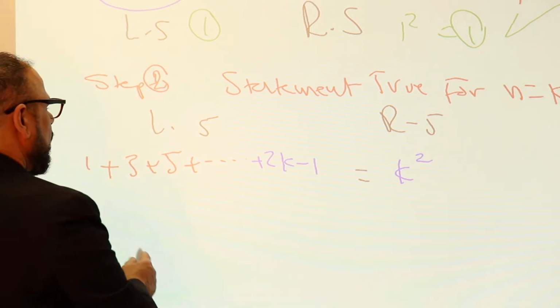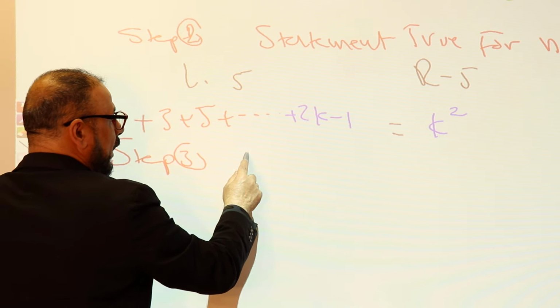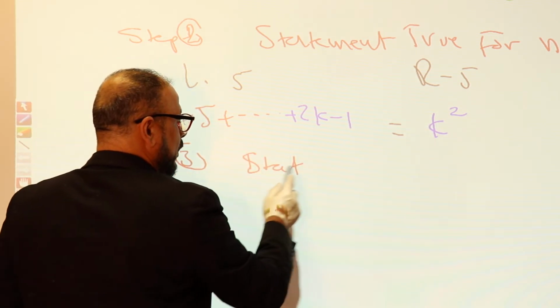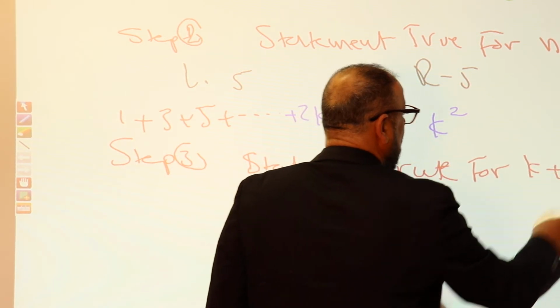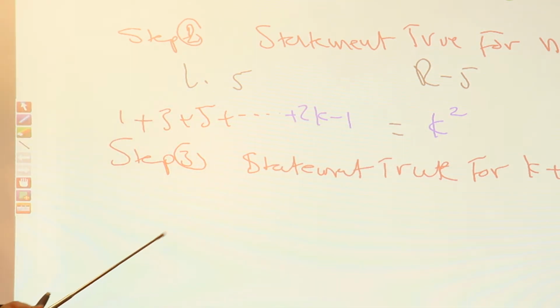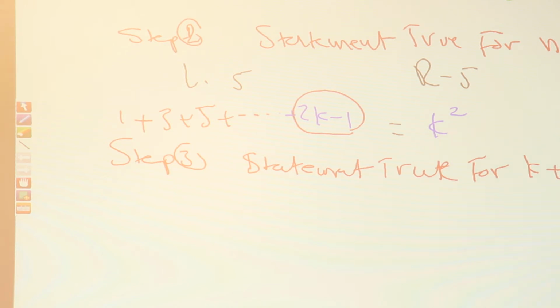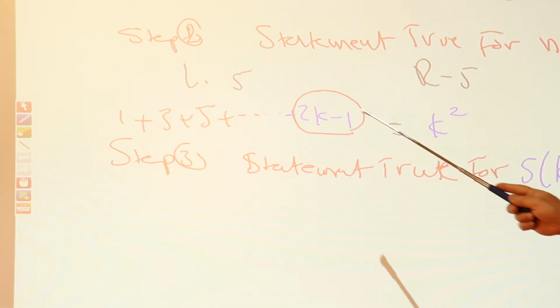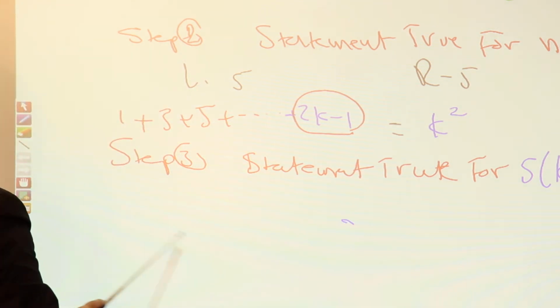The last step, which is the step that needs proof, step 3. When the statement is true for k plus 1. What does this mean? That means when we have one term after k, this term for S(k plus 1), it has to be S(k plus 1) as I explained. To understand what I mean by this, S(k plus 1).